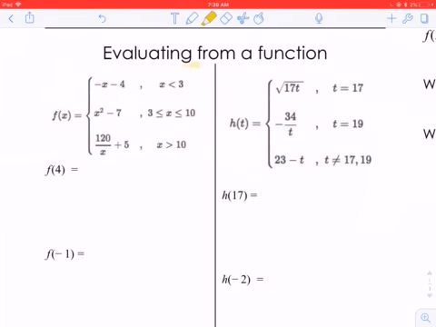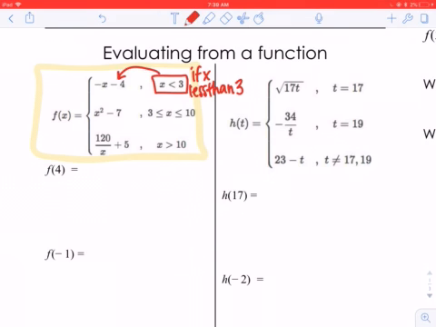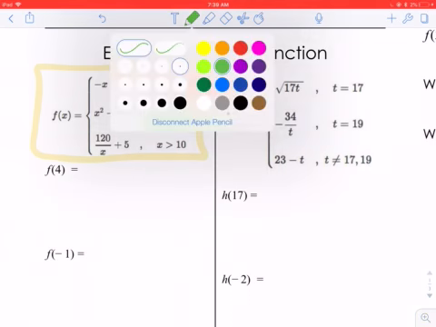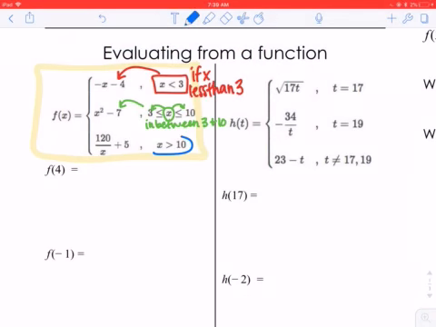In this case, we can see that if x is less than 3, then we're going to use this equation here. If x is in between 3 and 10, we're going to use this equation here. And if x is bigger than 10, we're going to use the blue equation there. So every time, I'm going to look to see what my x value is.